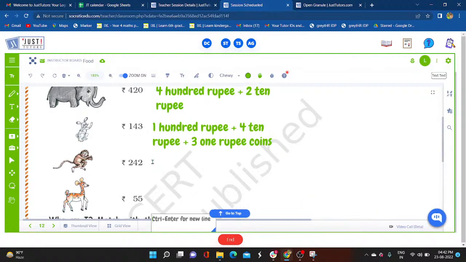So we can write 200 rupee notes plus four 10 rupee notes plus two 1 rupee coins.